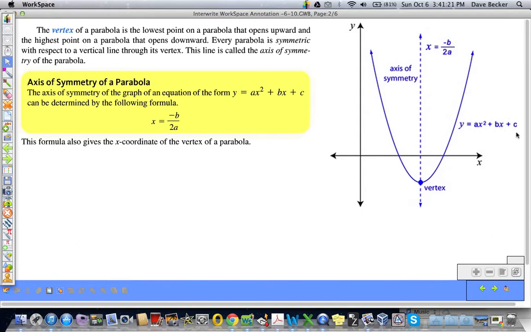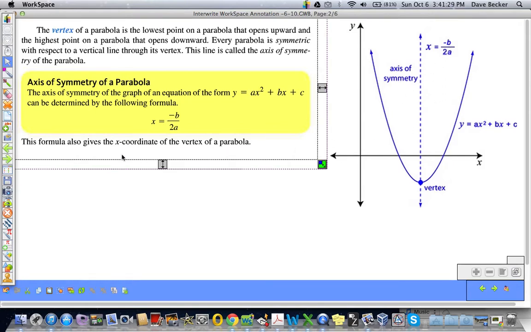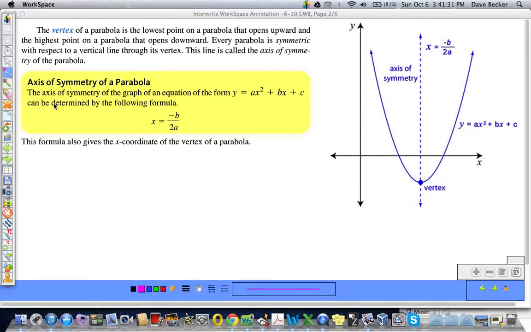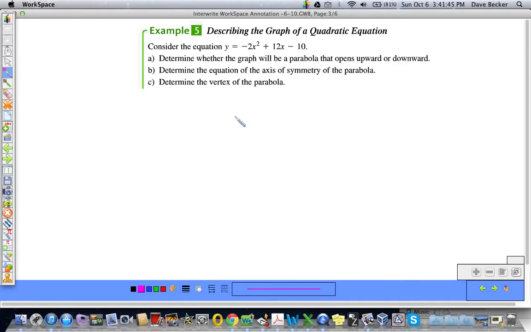That is, every part of the equation of the parabola is on one side. Not only does this give you the equation of the axis of symmetry, but it also gives you the x-coordinate here of the vertex. The x-coordinate is negative b over 2a. And we can use that to find the y-coordinate of the vertex. And we're going to do that right here.